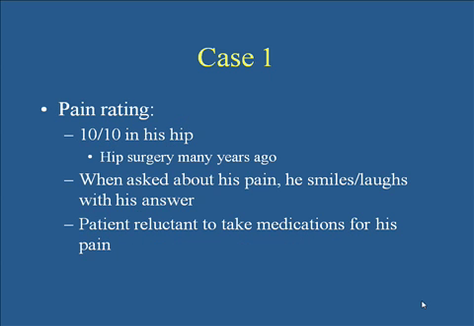Rating his pain, it's a 10 out of 10. And the pain is actually in his hip. The pain is there because he had hip surgery many years ago. He's always had this pain with him, but he's rating it as a 10 out of 10. And when asked about it, he just smiles and laughs with his answer. And he's reluctant to take his medications for the pain. He has morphine available, but he's reluctant to take it.